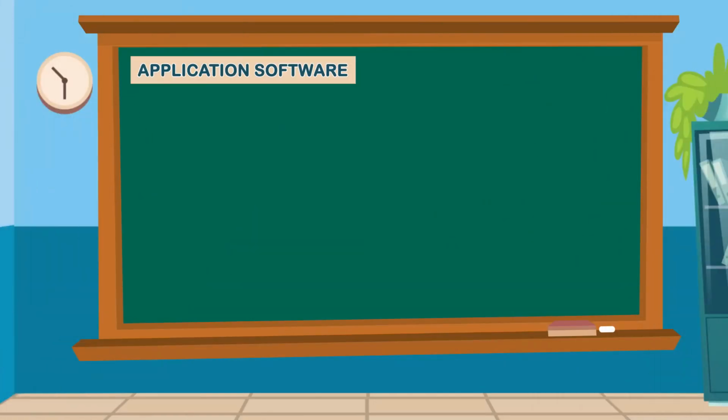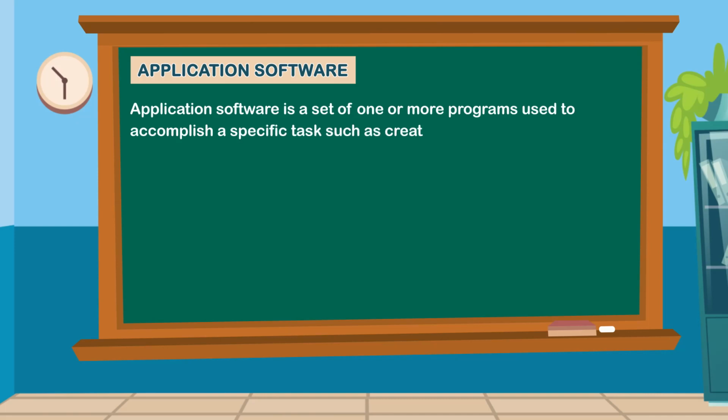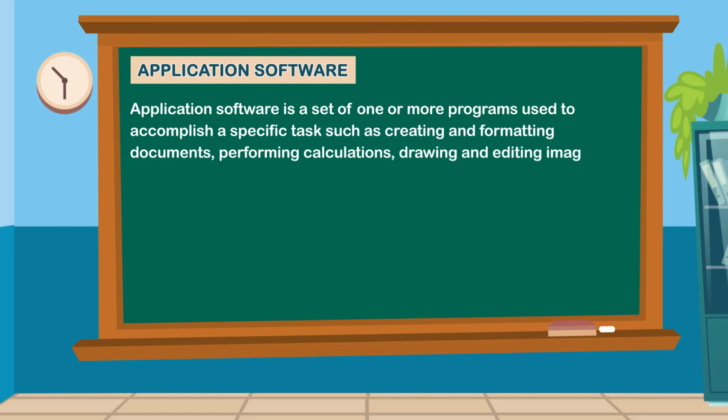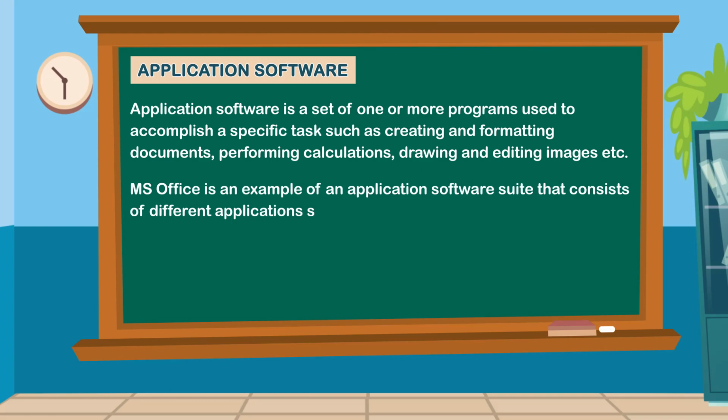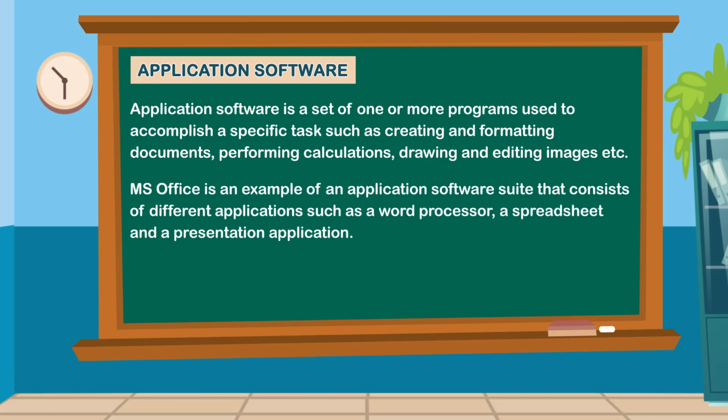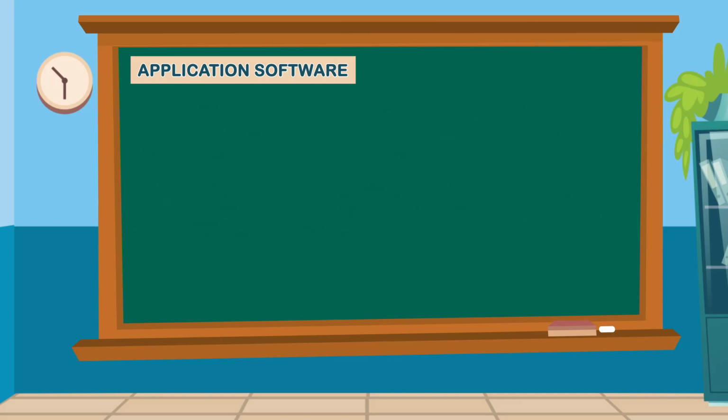And now finally, let's learn about the second type of computer software, which is the application software. An application software is a set of one or more programs used to accomplish a specific task, such as creating and formatting documents, performing calculations, drawing and editing images, etc. MS Office is an example of an application software suite that consists of different applications such as a word processor, a spreadsheet, and a presentation application.